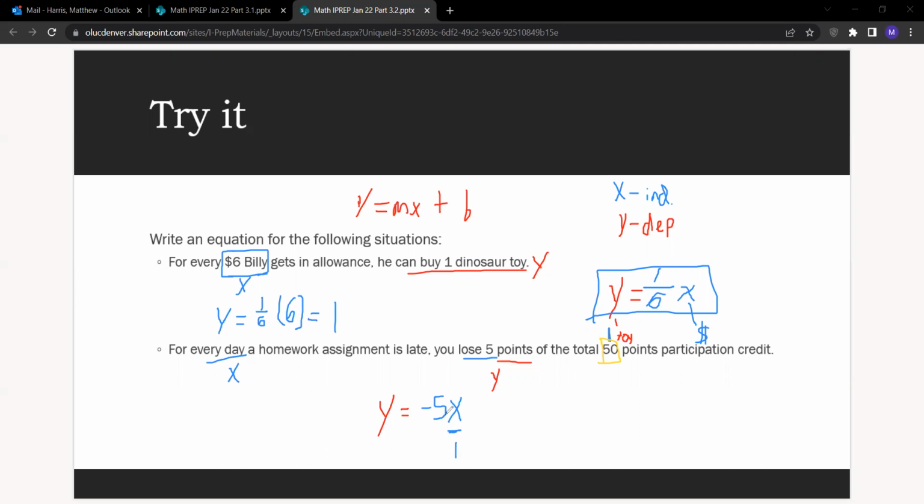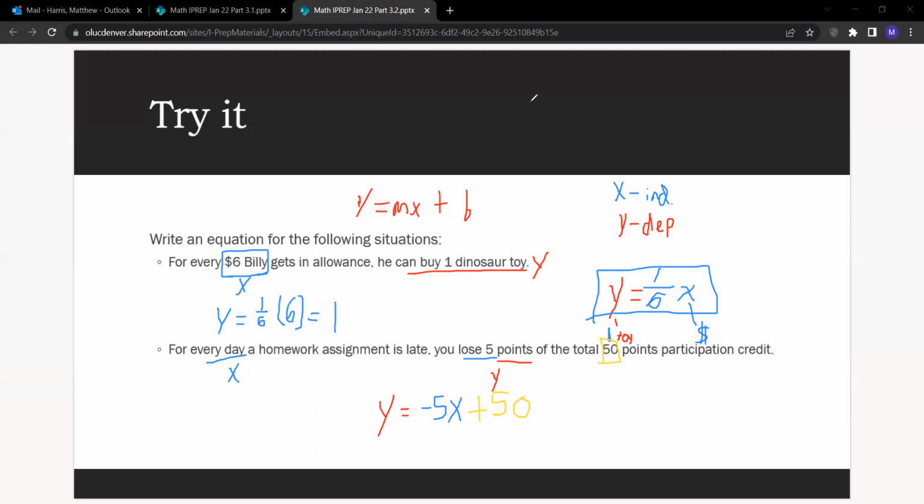If we're late 1 day, what's 5 times 1? 5, we lose 5 points. If it was 2 days late, what's 2 times 5? 10, we lose 10 points. So that's our slope. But we still have one more part of our problem. We have a total of 50 points that we start with. If we're late 0 days, we don't lose any points, but how many do we get? It says 50. So how do we make up for this? That is where our y-intercept comes in. Plus 50. We're already starting at 50, but then every day we're going to lose 5.